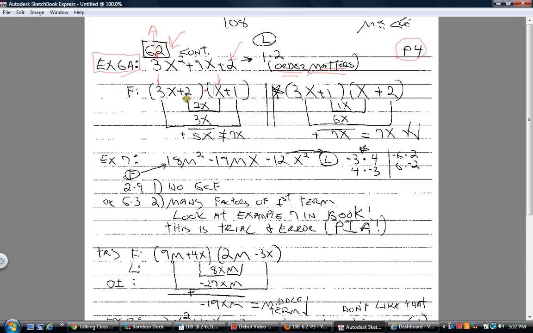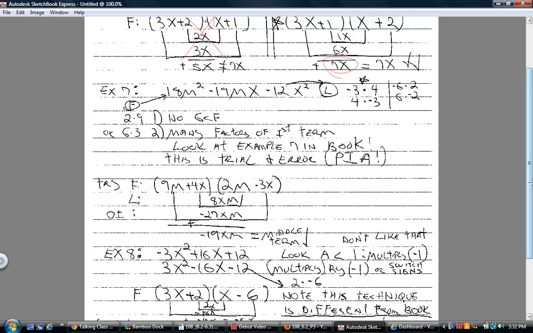And here's the proof. You got to do step 5, unlock the safe, the O and the I, or the OI I used to call it. You get 2x, you get 3x, you add them up, you get 5x. That does not equal the middle term, so therefore this is the wrong combination. Switch the 2 and a 1, make it a 1 and a 2, unlock the safe, the O and the I, and bingo, you've got 7x, and that's how you do those. Okay, now that's not bad.